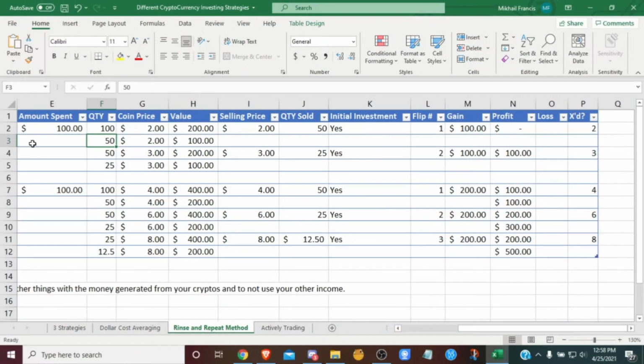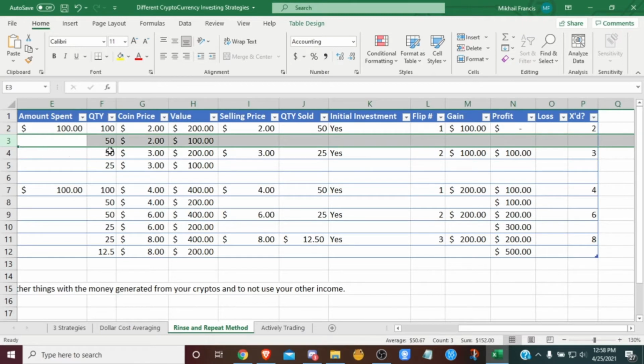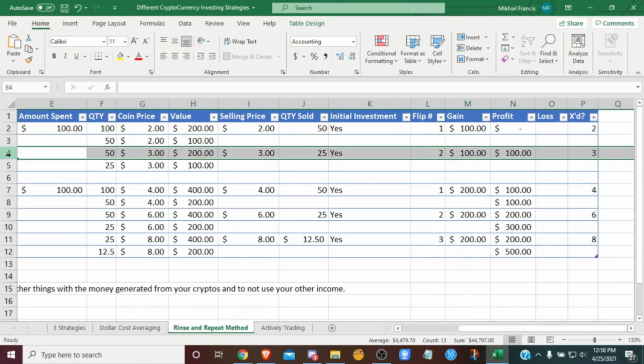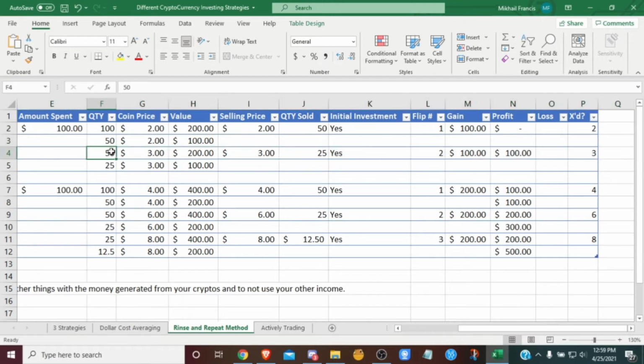So take a look at the third line. You now have a remaining quantity of 50. The coin price is at $2. Your value is now back to $100. Now take a look at the fourth line. With your quantity of 50, if the price of that coin goes up to $3, your value shoots up to $200. From here, you can decide again to sell half your stash.